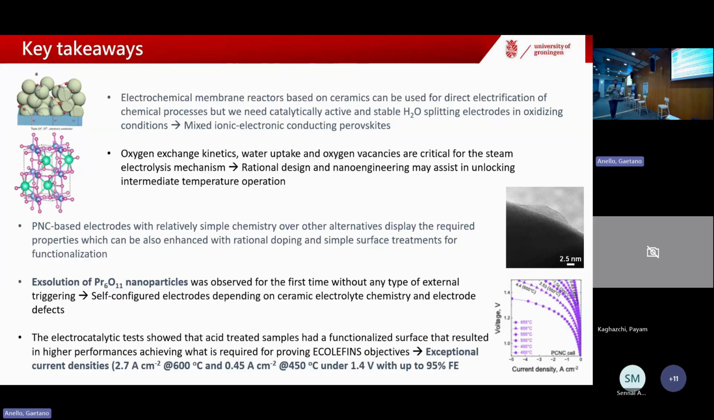And the electrocatalytic tests, first of all, showed that we could achieve the targets and the KPIs that we set for olefins for the steam electrode. That's why now this will be delivered to partners for further testing and scaling. And as you can see here, we have 0.45 amperes per square centimeter at 450 degrees, which is quite interesting.